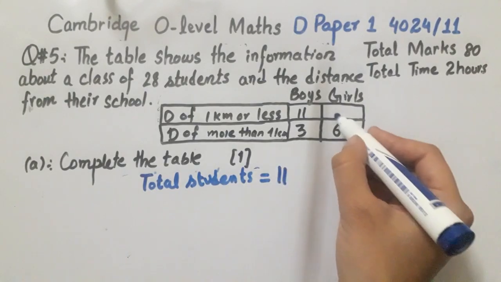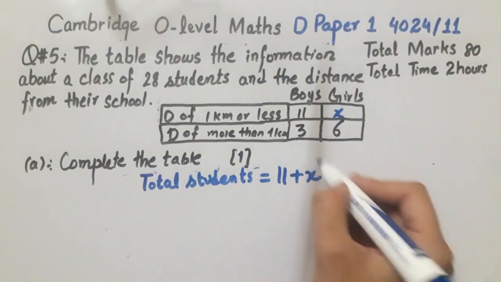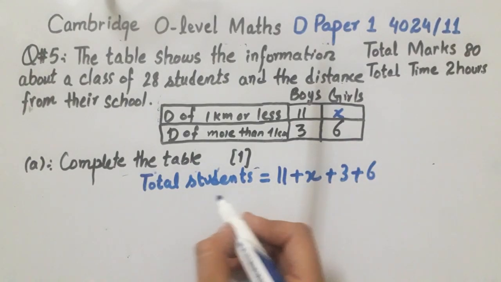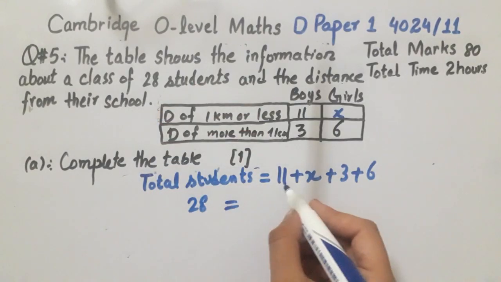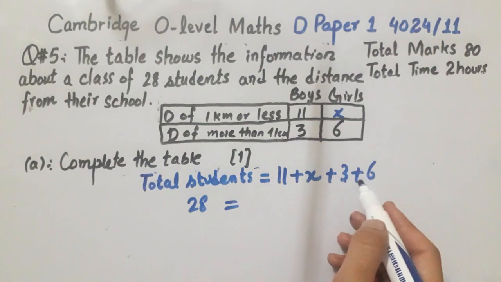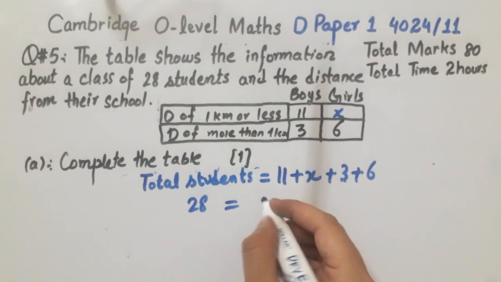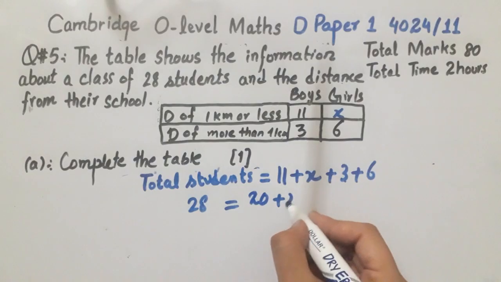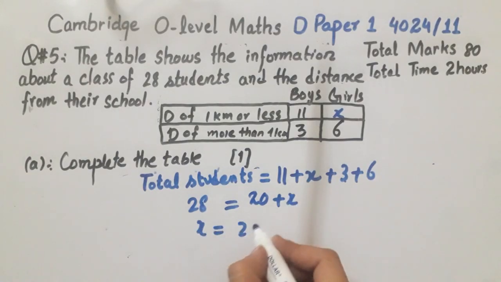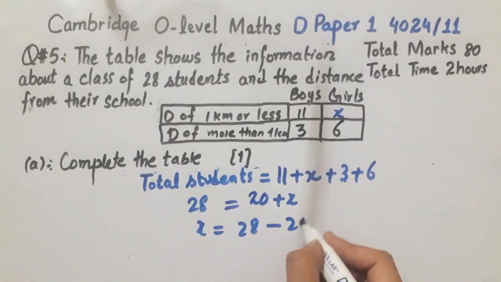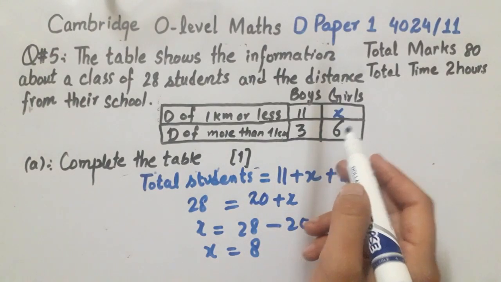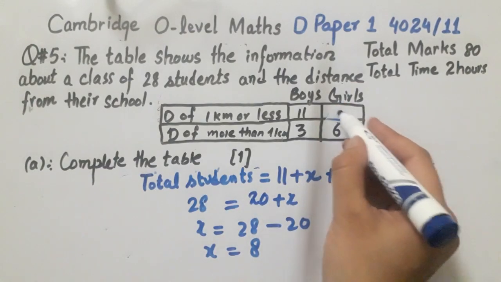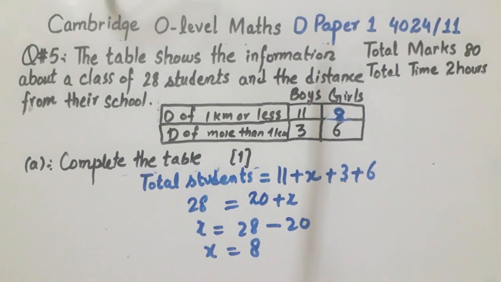So that are 11, and let's suppose this is x. So 11 plus x plus 3 plus 6, and the total is equal to 28, that is given in the question. So 28 is equal to 11 plus 9, which is equal to 20. So 20 plus x. Now x will be equal to 28 minus 20. This is equal to 8. So x is equal to 8. So you will write 8 in place of this. Now we will solve B part.